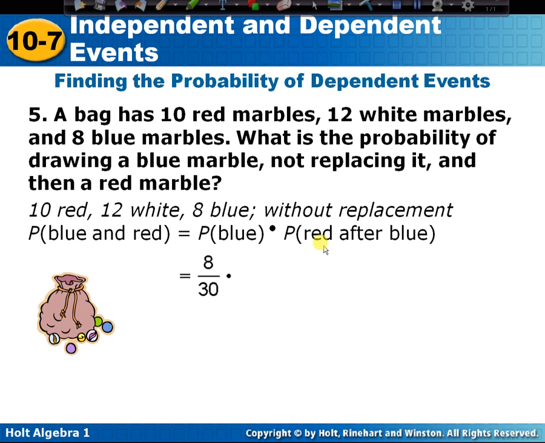Now for the second one, which is kind of what makes this a little bit more difficult, we're wanting to know the probability of red after we've picked out that blue marble. So we're going to assume that we picked out the blue one the first time and we did not put it back. Now there are still 10 red marbles in our bag because we didn't pull out a red one, we pulled out a blue one. So there are still 10 red marbles left, but there are only 29 marbles total now in our bag after we picked out the blue one. So we have 8 out of 30, or 8 over 30 times 10 over 29. And we're going to multiply these, so we get 80 over 870, which reduces to 8 over 87.